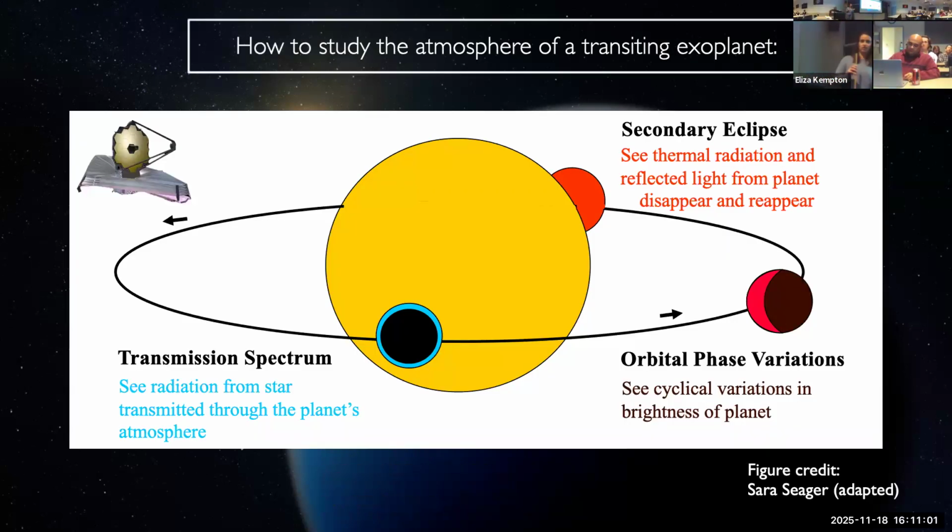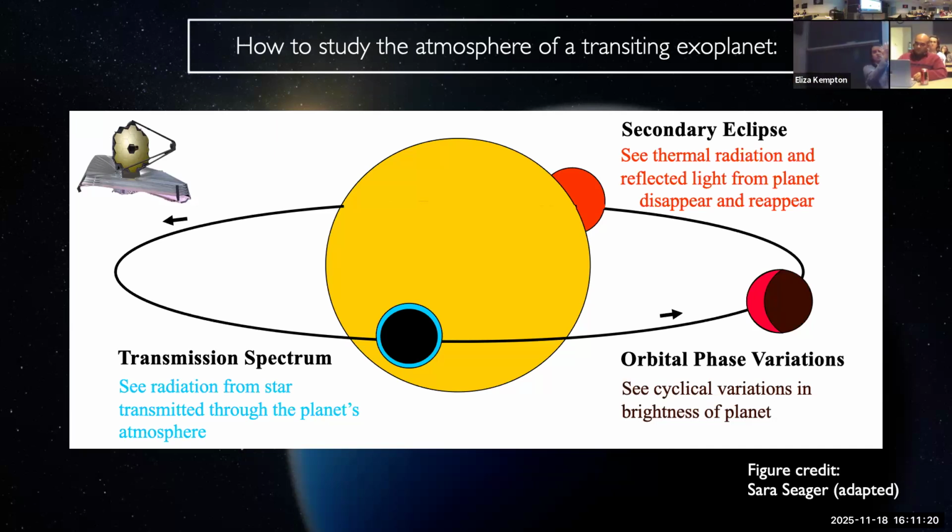First, just a quick primer on techniques. So I'm talking today really exclusively about transiting exoplanets. The atmospheric studies that we are doing are taking advantage of the transiting geometry of the system. So I'll talk about transmission spectroscopy, where we're taking advantage of the planet in transit.